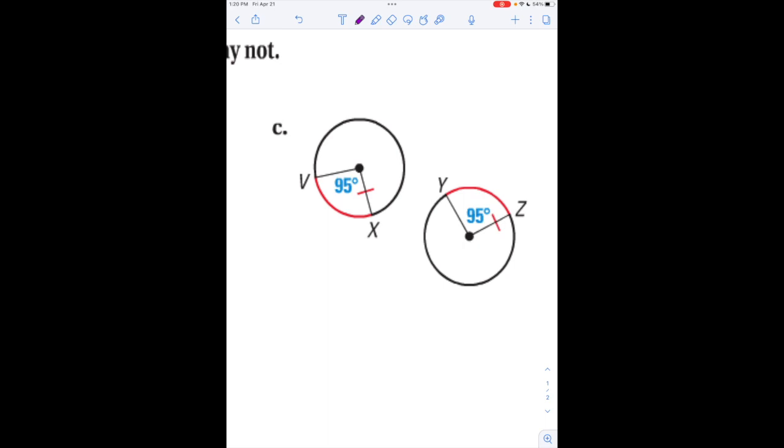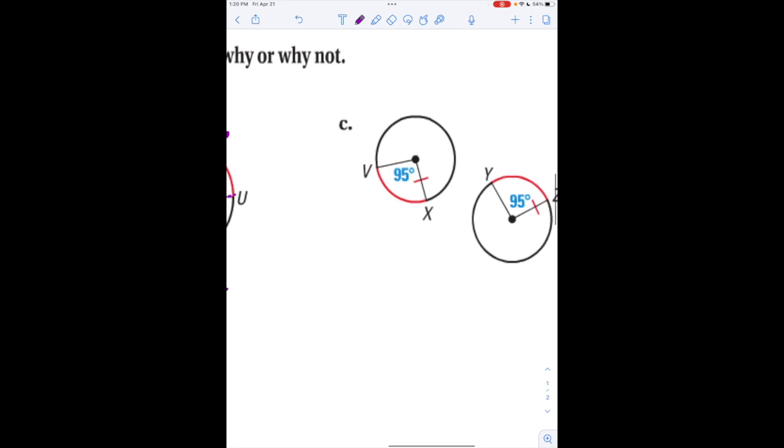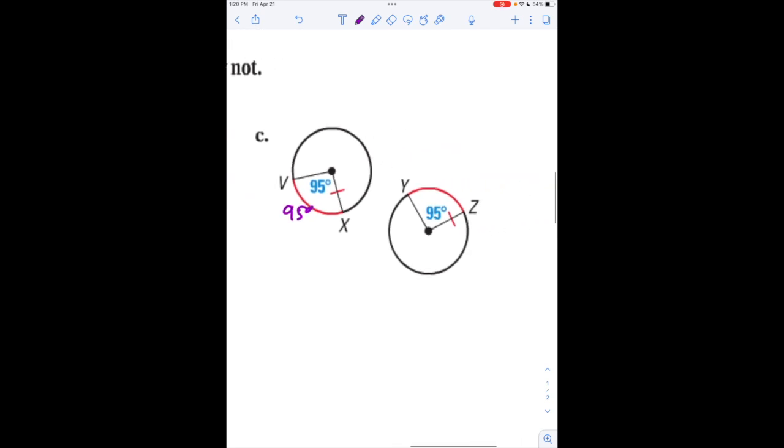Now, if I look over here, it's basically the same idea. If my central angle is 95, then this means my arc is 95. Same idea over here. If this is 95, this has to be 95. And I know that this is congruent. Again, these are just radiuses, so those lines are also going to be congruent. So yes, this is a third example. We know that this is congruent because the radiuses are the same. They're making the same central angle. So therefore, their minor arcs are going to be the same.